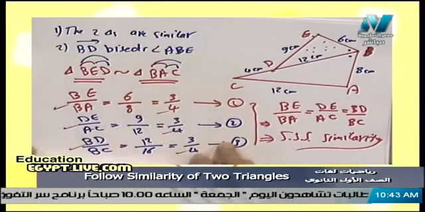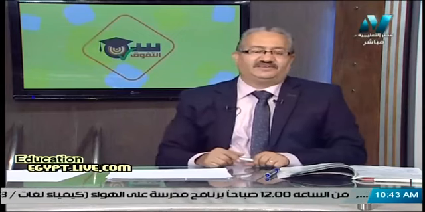Okay, my dear students, let's move to another case, which is SAS similarity. We have studied two cases up till now. The first case is AA similarity, angle-angle, which means that two angles in the first triangle equal two angles in the second triangle, so the two triangles will be similar. And the second case, SSS similarity, which means that each two corresponding sides are proportional, so the two triangles are similar. Let's move to the third case, which is SAS similarity.